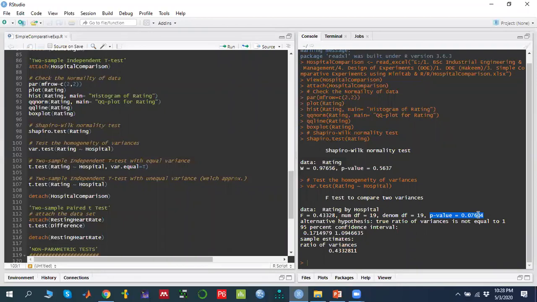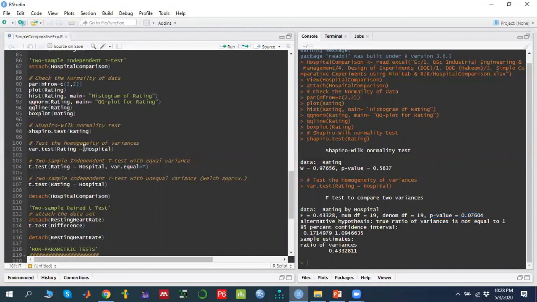So again, this is greater than or equal to your alpha value, which is 5%, right? Because right now the confidence level is 95%. Okay, so that means our alpha is 5% by default. So if the p-value is greater than your alpha value, we'll accept H naught. So that means both the populations have equal variance. So the homogeneity condition is fulfilled.